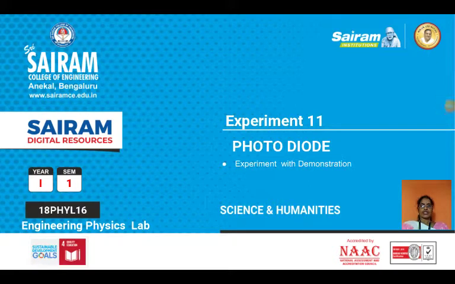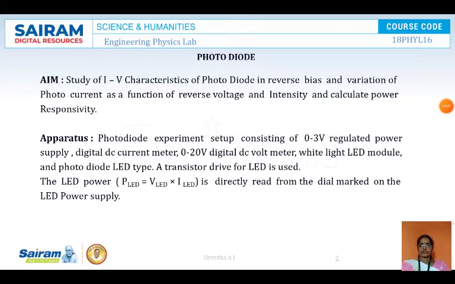In this session, we are going to see experiment 11. It is nothing but a photodiode. We see the experiment and demonstration of a photodiode. The name of the experiment is photodiode.